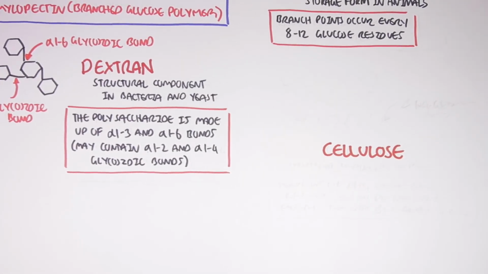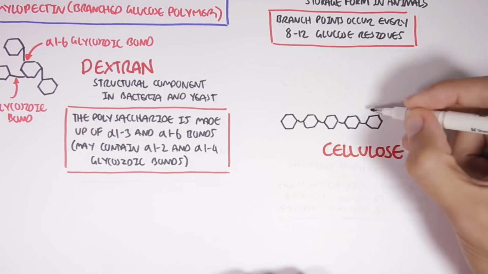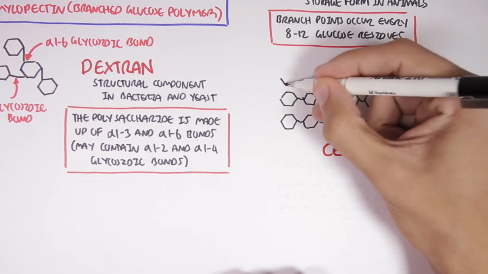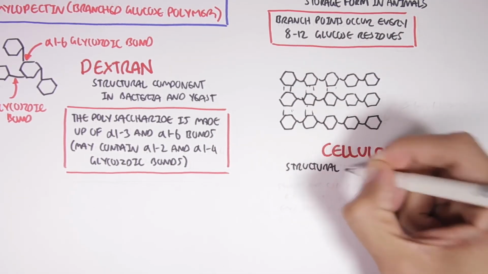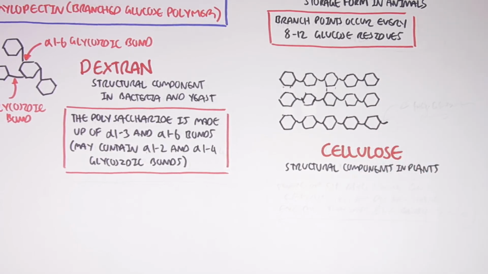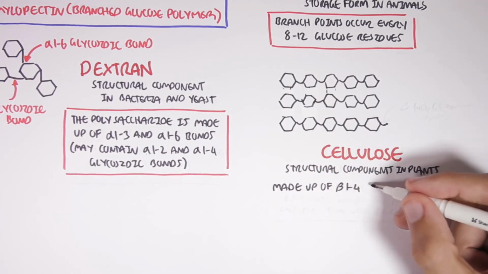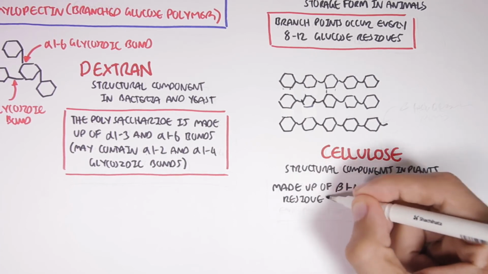Cellulose is a structural component in plants. It makes up the plant cell wall. It is an unbranched homopolysaccharide consisting of thousands of glucose molecules. So here you can see unbranched cellulose on top of each other. In cellulose, the glucose molecules have a beta configuration, and therefore the bonds between these glucose molecules are beta bonds. The glucose molecules are linked together by beta 1,4 glycosidic bonds.